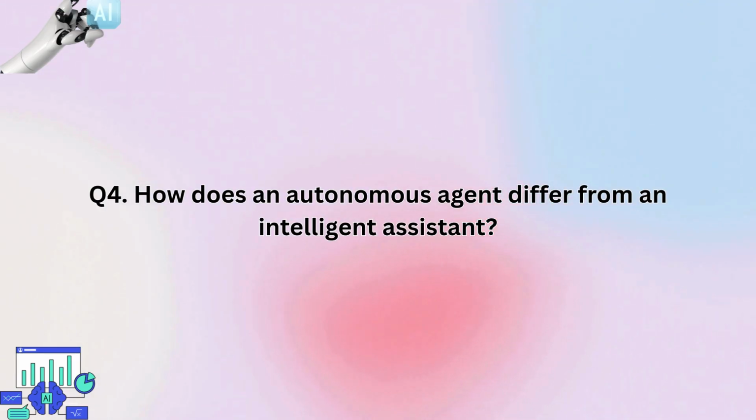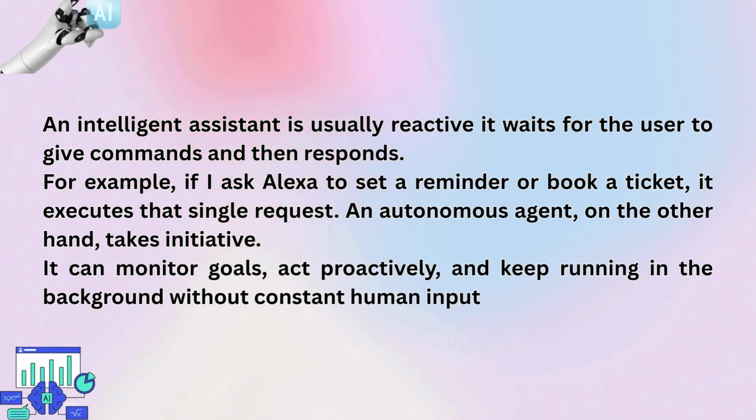How does an autonomous agent differ from an intelligent assistant? An intelligent assistant is usually reactive. It waits for the user to give commands and then responds. For example, if I ask Alexa to set a reminder or book a ticket, it executes that single request. An autonomous agent, on the other hand, takes initiative. It can monitor goals, act proactively, and keep running in the background without constant human input.